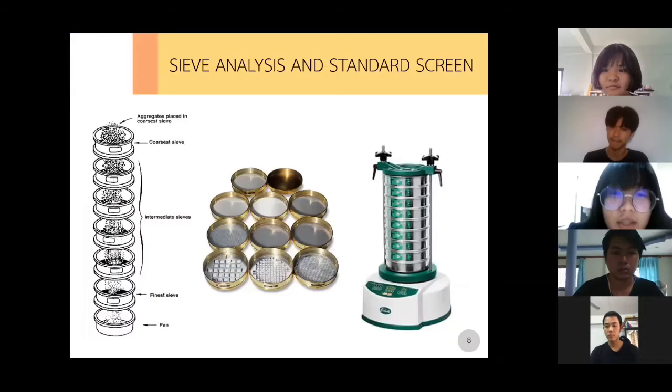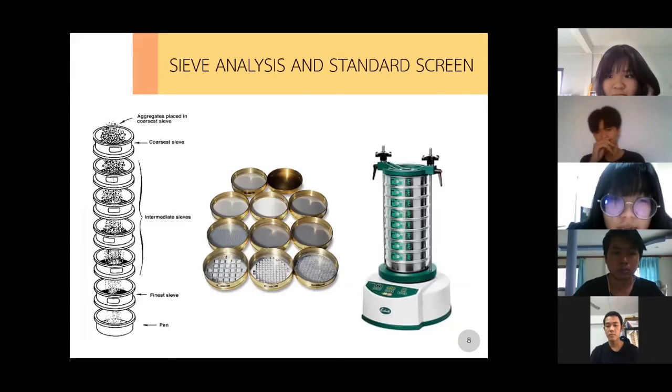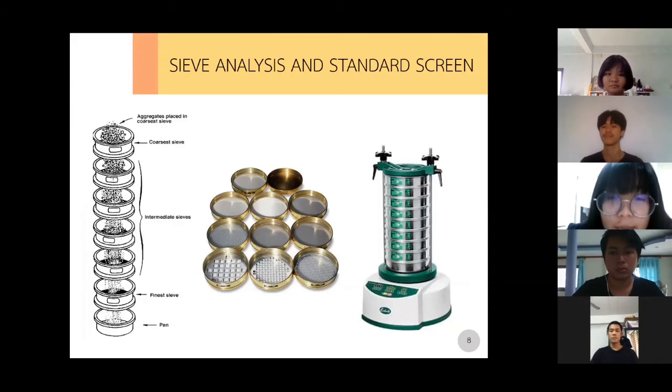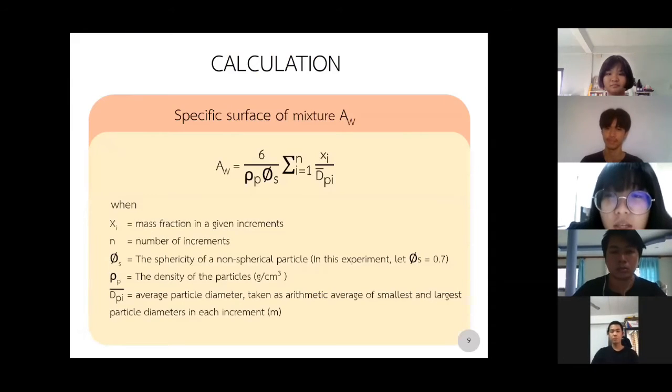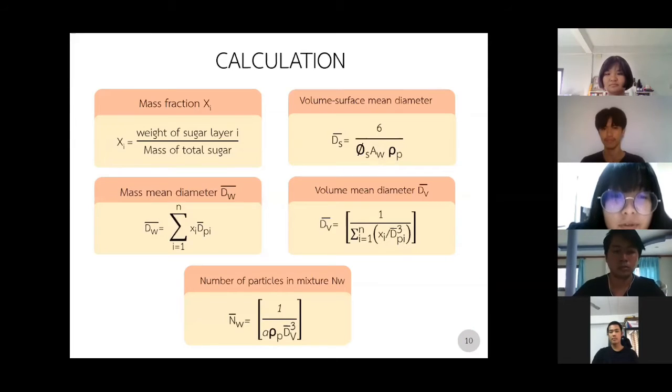Next is the sieve analysis and standard screen. Sieve analysis is equipment to classify the size of particles when finished grinding in the ball mill. You can see the top of the sieve is the coarsest sieve and the bottom is the finest sieve. Next is calculation. First, you should calculate the specific surface of the mixture. And next, you calculate the mass fraction, volume surface mean diameter, mass mean diameter, volume mean diameter, and number of particles in the mixture following this equation.